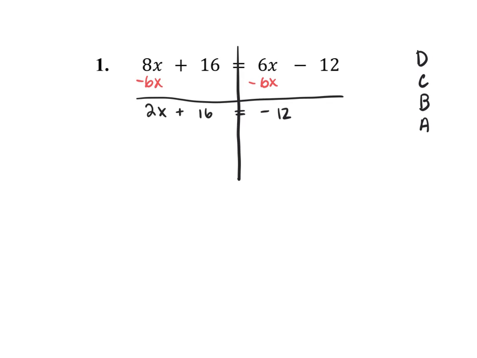So error alert, just be on the lookout and make sure that this negative sign made its way down here, because minusing 6x does not cancel it. So again, make sure you've got your negative 12 here.